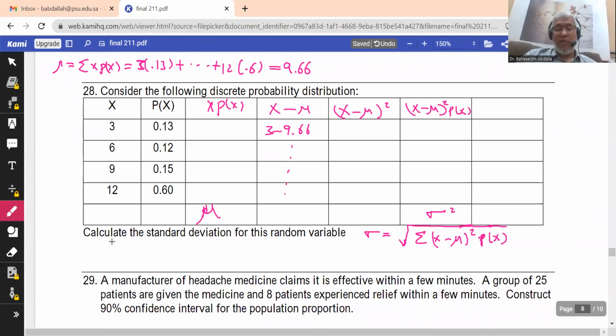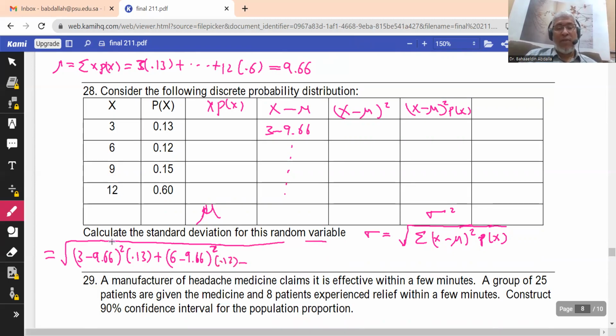This is if you want to use the table. If not, I can just say this is equal to the square root of the sum of (3 minus 9.66, which is mu) to the power 2 times the probability, which is 0.13, plus (6 minus 9.66) squared times the probability, which is 0.12, plus the third number is 9 minus 9.66.